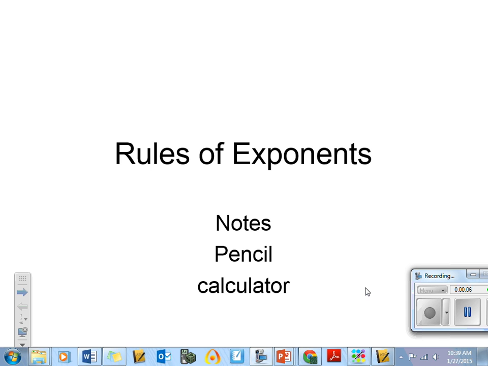You're going to need your notes, a pencil, and a calculator. Remember that Rules of Exponents was taught to you in Algebra 1. It is a huge concept in Algebra 2 from now until the end of the year, and so we need to make sure that you have these basic rules down.